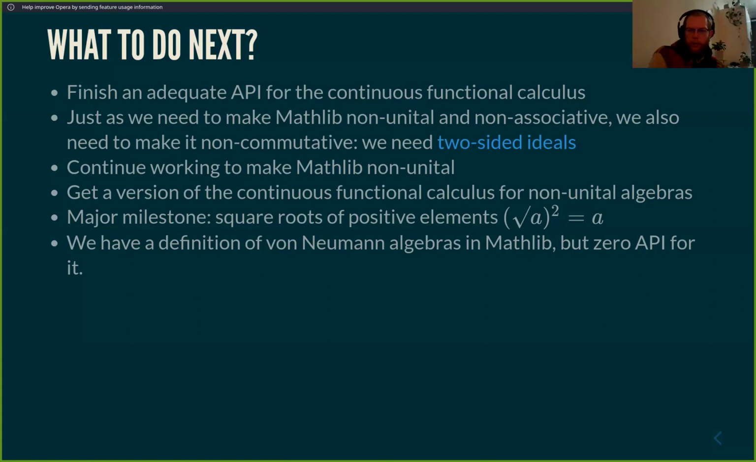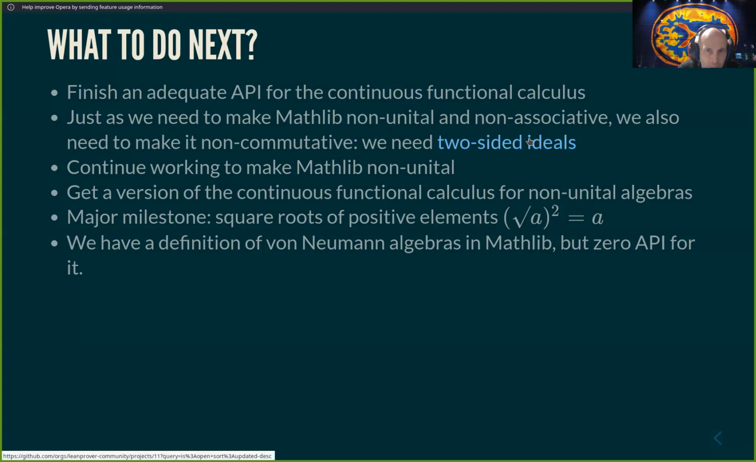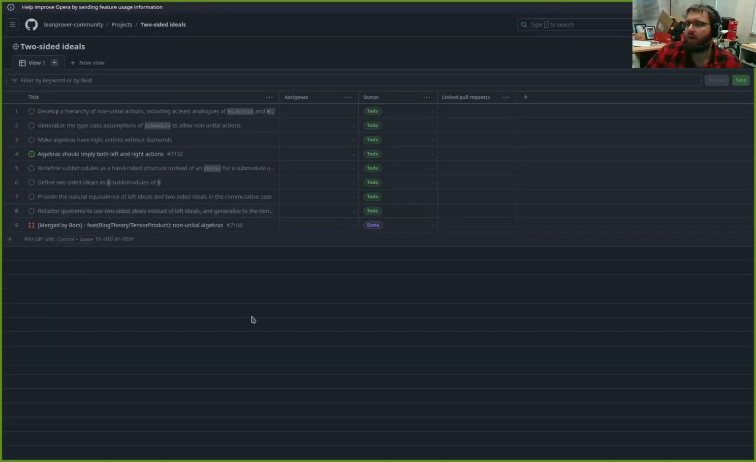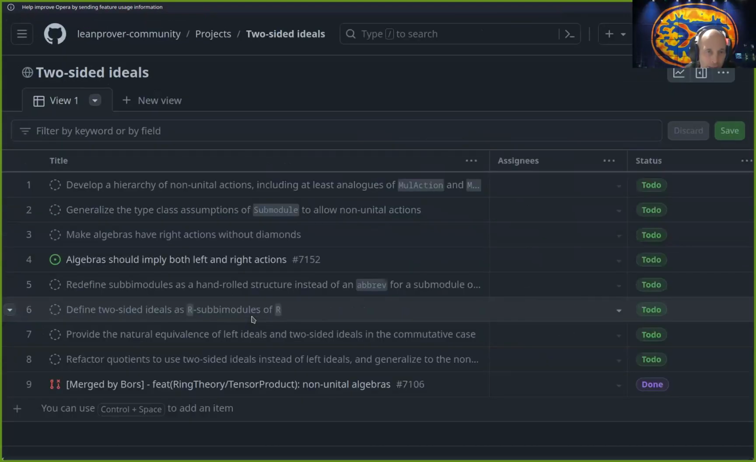Question by Kevin. So how far away are we from two-sided ideals? That's obviously completely independent of continuous functional calculus, right? Yeah. I mean, I think it's probably not that bad. I don't know if you can see this. It's probably too small. Yeah, I can see. Oh, that's better. Okay. So the answer is it shouldn't actually be too bad.